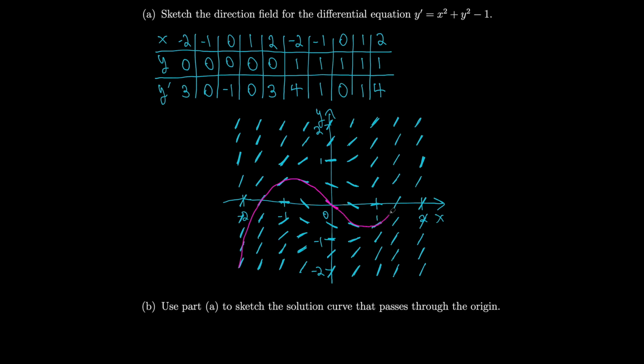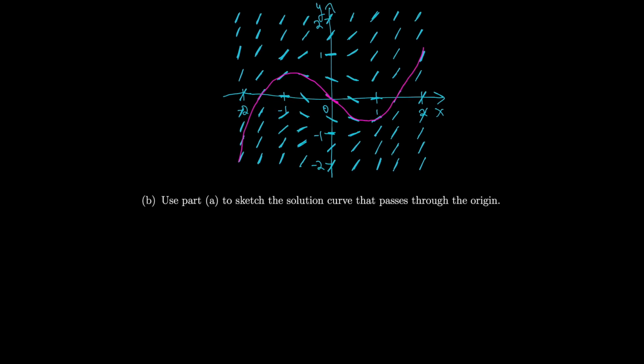So we do that, and we roughly get a solution curve like that. I think that we can draw that now. It looks like our solution curve should be this polynomial-like looking thing. Or it could even be a trig function.